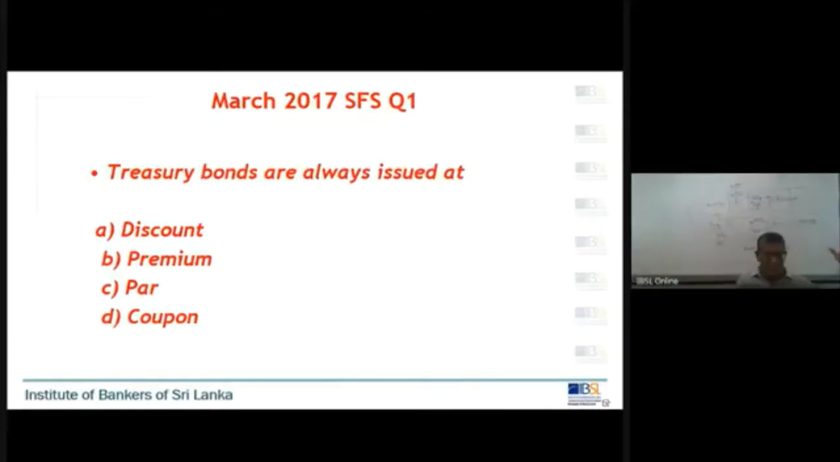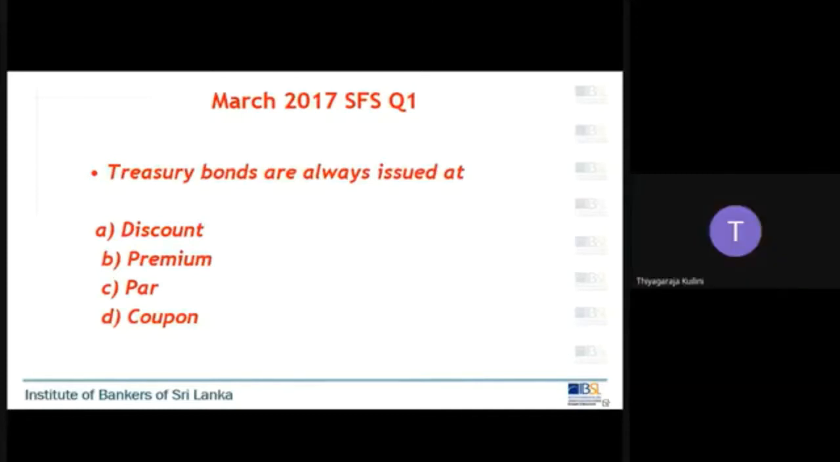Got it? So that is it: treasury bills are always sold at a discount, and treasury bonds at a coupon. Okay? Right.